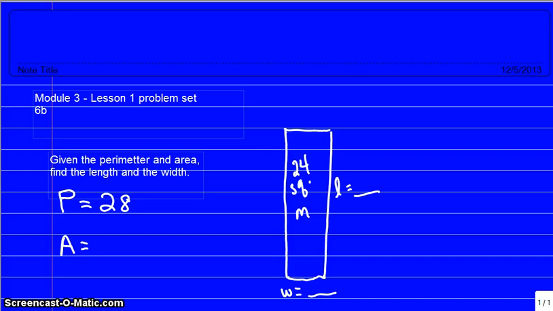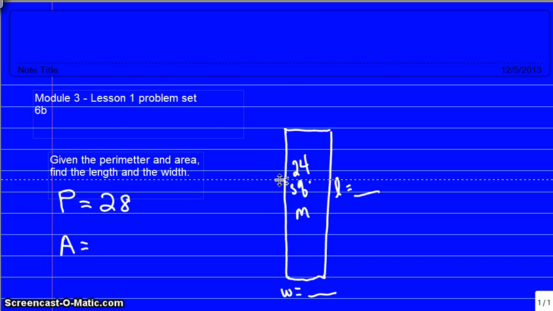Okay, this is a sample from our homework, lesson 1, problem set 6B. This is how you would find the missing length and the missing width if you have the perimeter and the area given to you. The first thing that we need to do for every problem is to copy down formulas and identify the information that we already know.